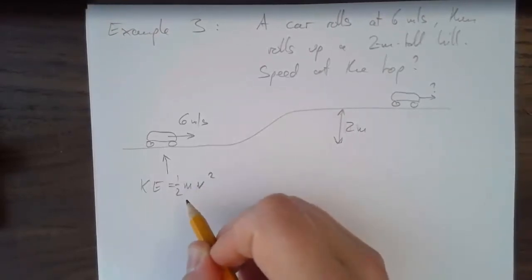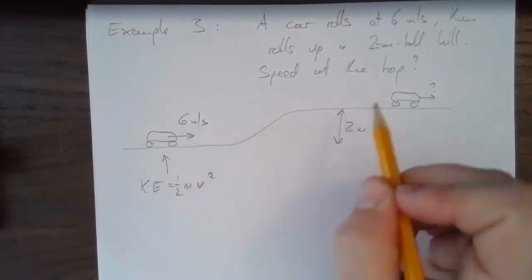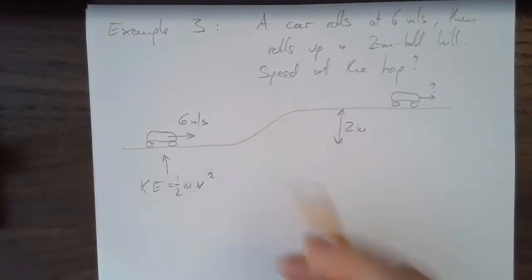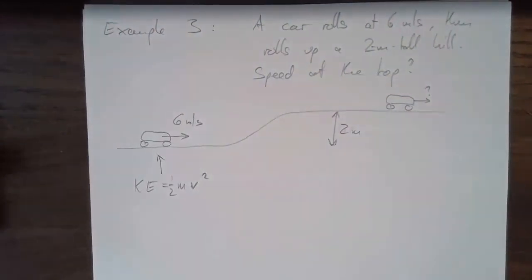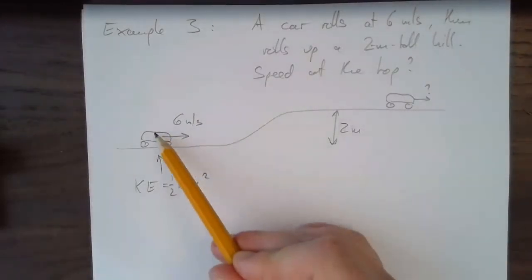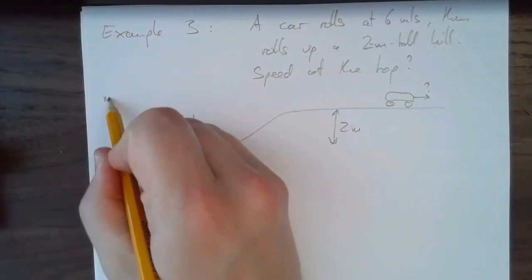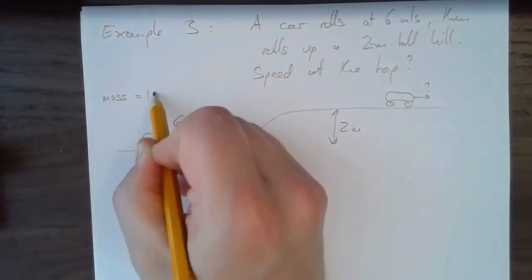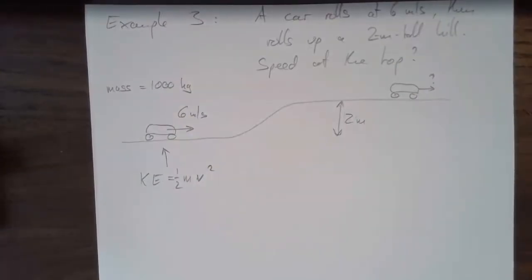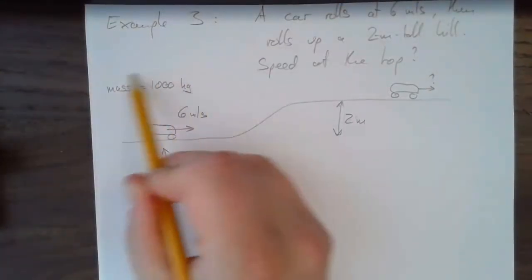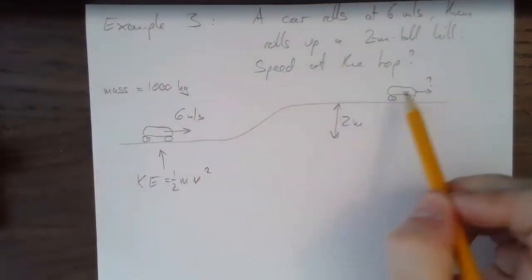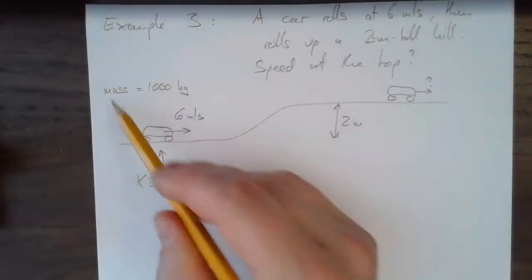I don't know the mass again. I don't need to know it to do a calculation, because in gravitational potential energy problems the mass will always cancel out. But just to do it a bit differently, let's pretend the mass was given as 1,000 kilograms, as part of the problem. We don't need it to find the speed at the top, but let's assume this was given.